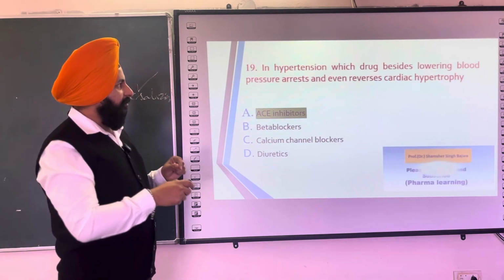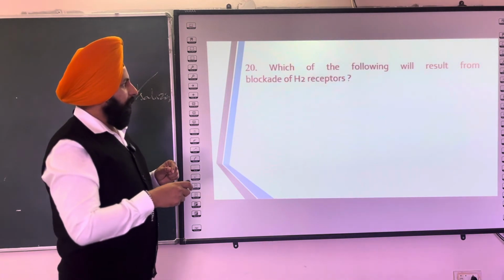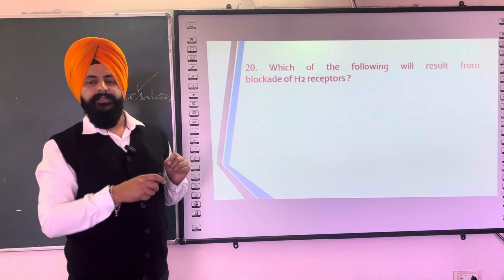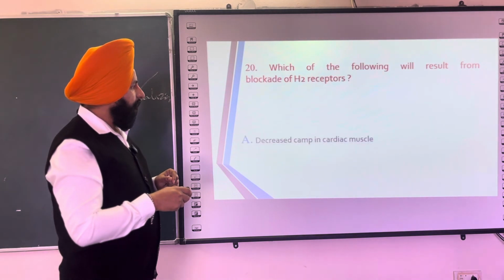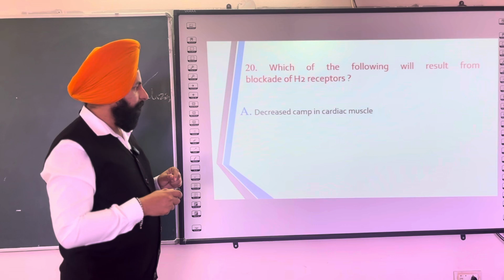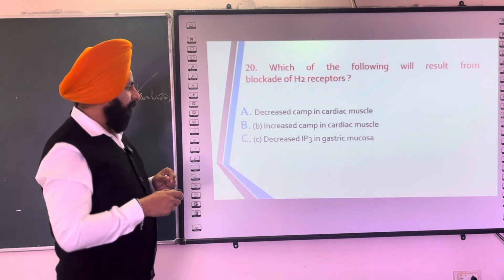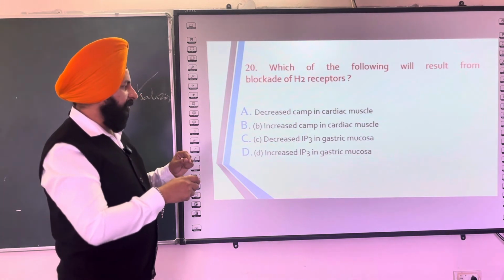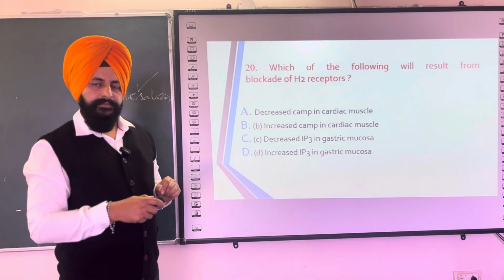The next and last question for this series is: which of the following will result from blockage of the H2 receptor? The options for this question are: decrease cAMP in the cardiac muscle, increase cAMP in the cardiac muscle, decrease IP3 in the gastric mucosa, and increase IP3 in the gastric mucosa. You can choose the correct answer for this question.